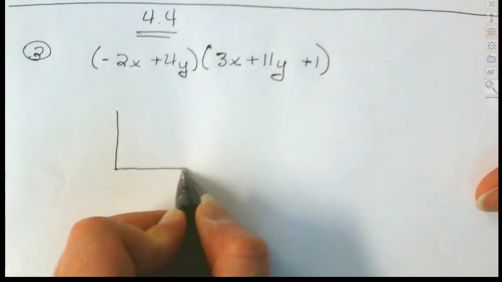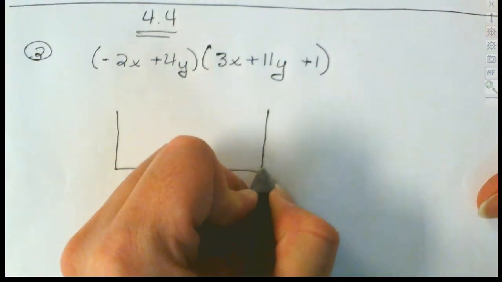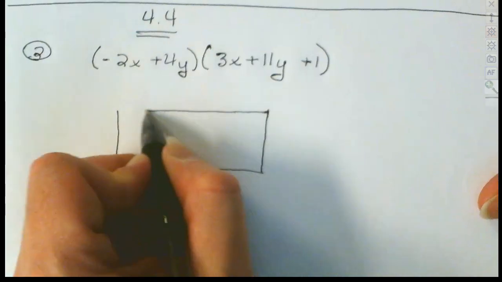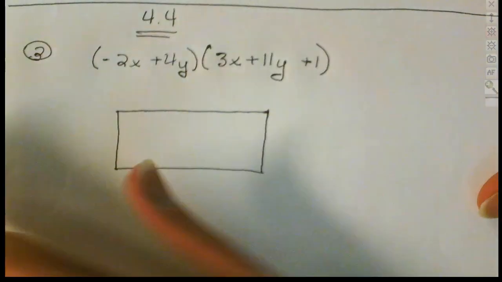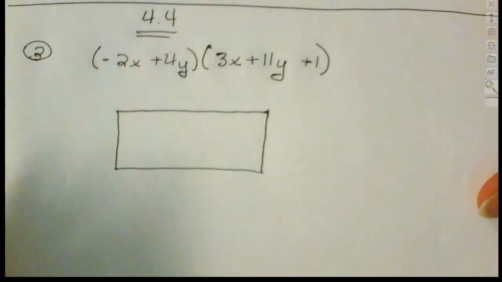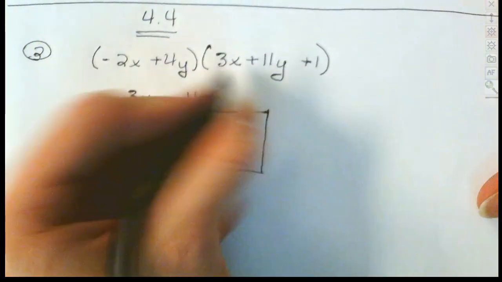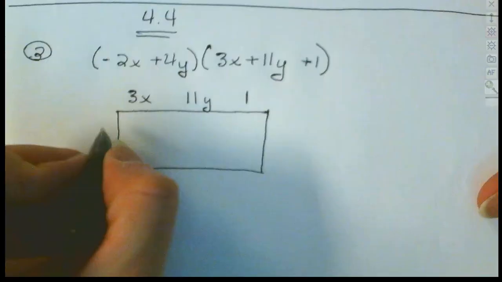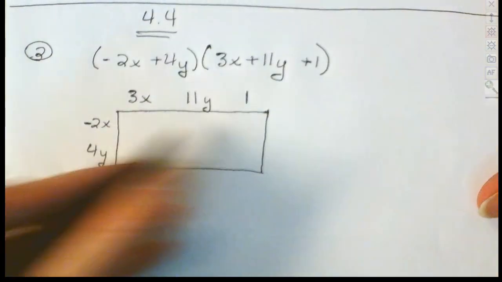Now, it doesn't matter which one goes across the top and which one goes down the side. That's not important. It's just that one goes across the top, one goes down the side. If you make the larger one go down the side, your rectangle is just going to go this way. I usually like to make it go left to right. So I'm going to write the larger one across the top and the smaller one down the side. And that's going to make a grid.